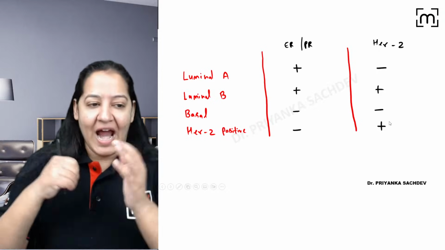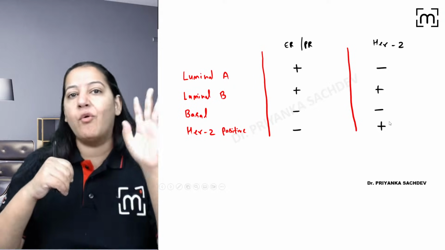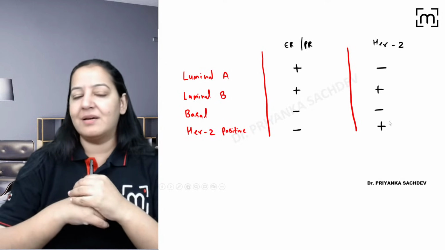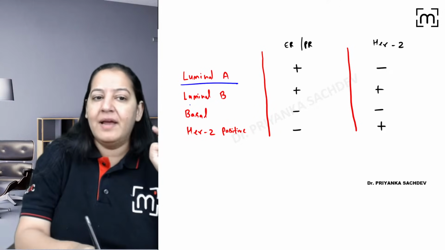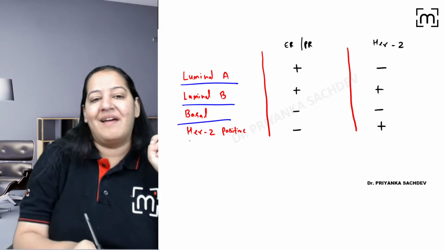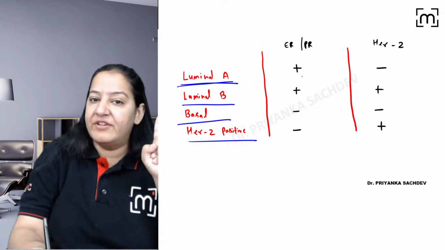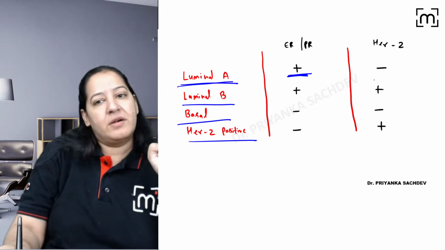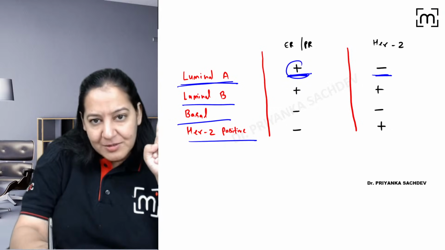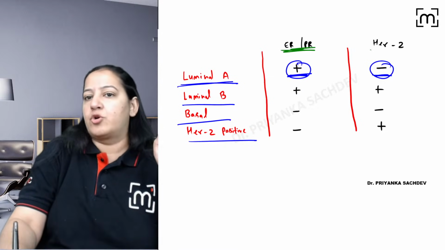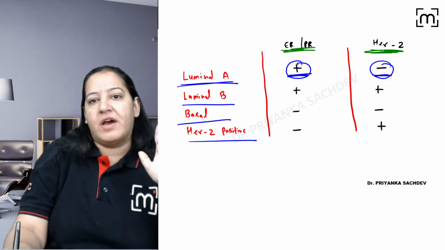So based on that, we divide breast cancer into 4 types. Listen everyone, the master slide. Breast cancers are of 4 types: Luminal A, Luminal B, Basal, and HER2. Luminal A is the category of breast cancer in which ER/PR is positive but HER2 is negative. Can you see this is the ER/PR column, this is the HER2 column. So ER/PR is positive, HER2 is negative.